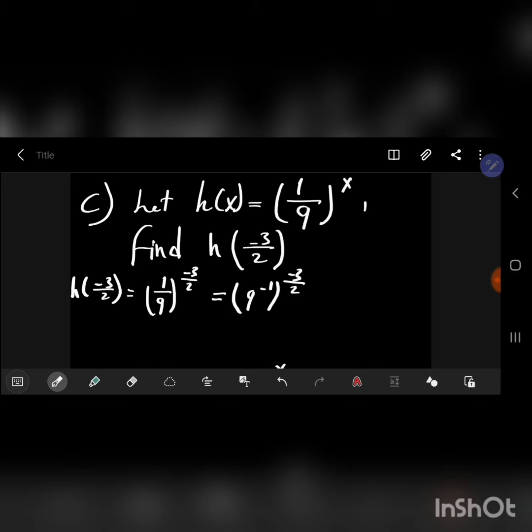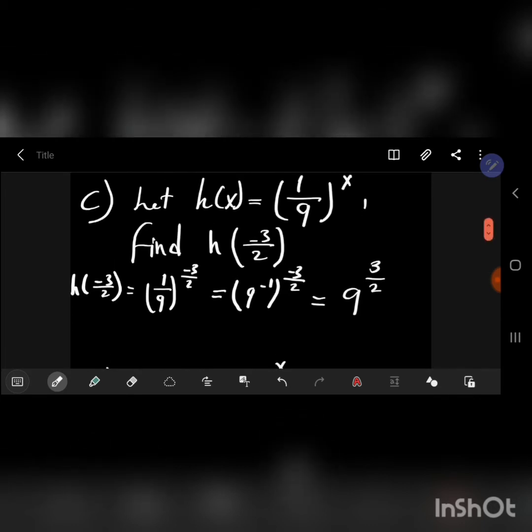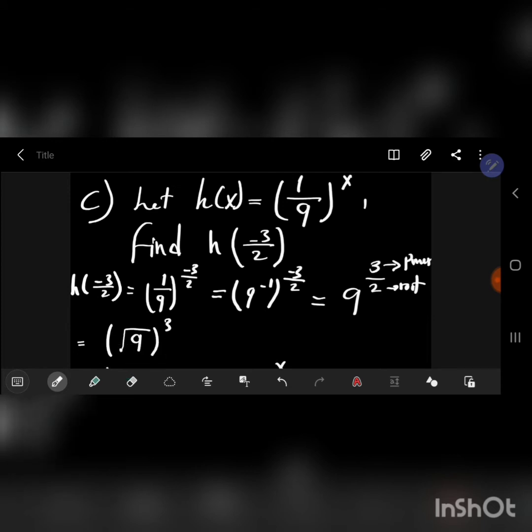If I have two powers on the same base, I can multiply them. So it will be 9 to the power minus 1 times minus 3 over 2, which is 9 to the power 3 over 2. The basic shape of 3 over 2: 3 is the power, 2 is the root. So it's equal to 9 under a square root, all to the power 3.